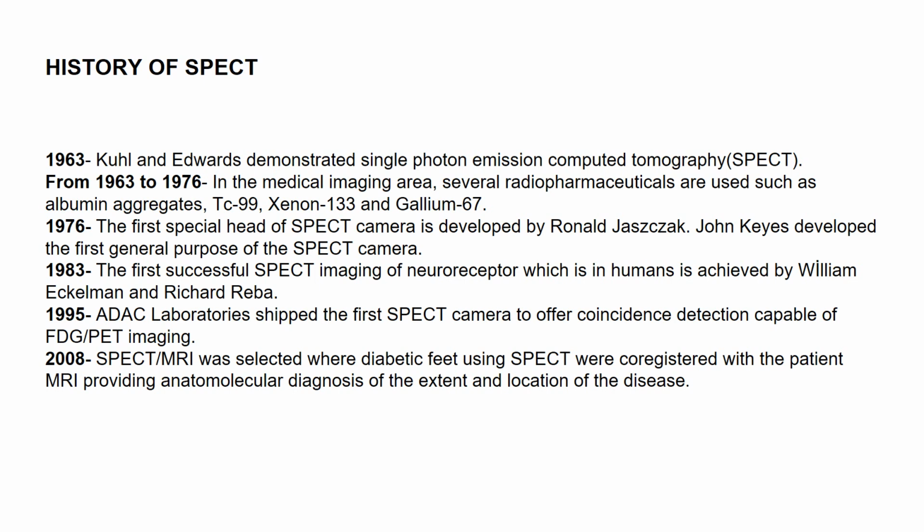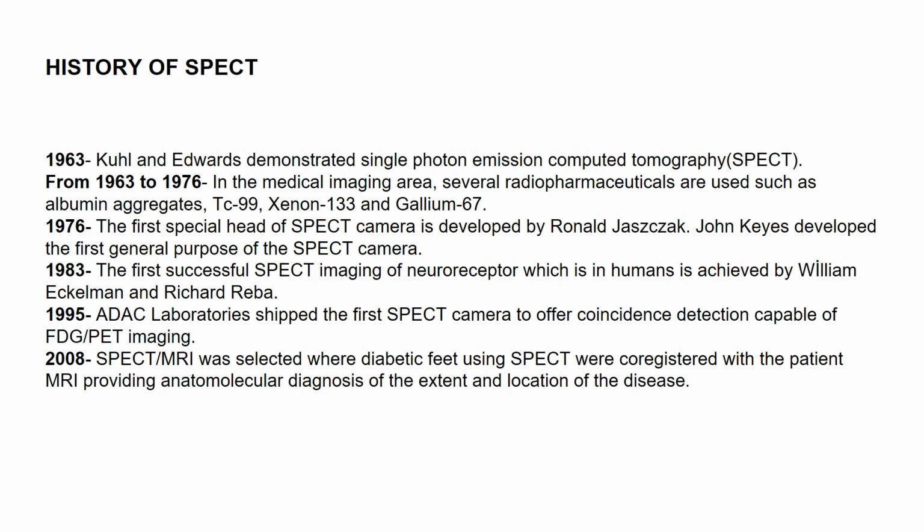History of SPECT. In 1963, Kuhl and Edwards demonstrated single photon emission computed tomography. From 1963 to 1976, in the medical imaging area, several radiopharmaceuticals were used such as albumin aggregates, technetium-99, xenon-133, and gallium-67. In 1976, the first special head SPECT camera was developed by Reynolds Jaszczak. John Keyes developed the first general purpose SPECT camera.